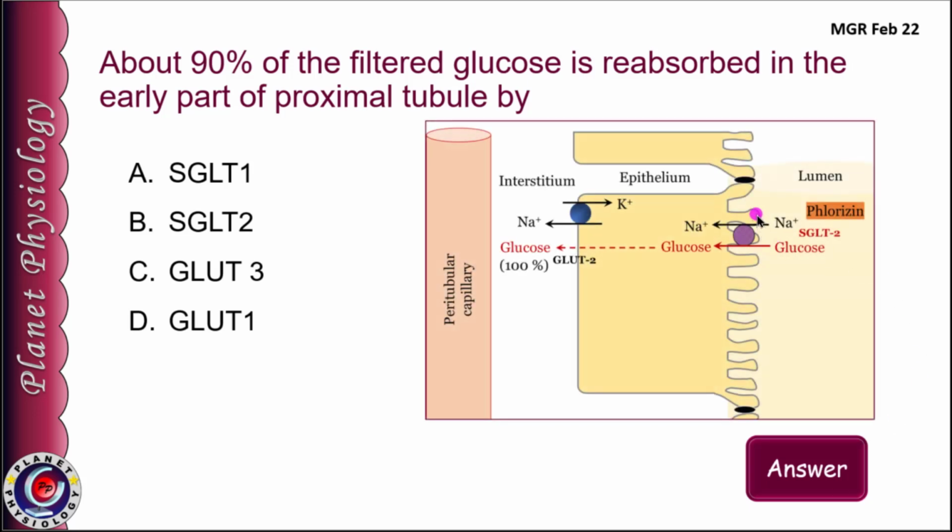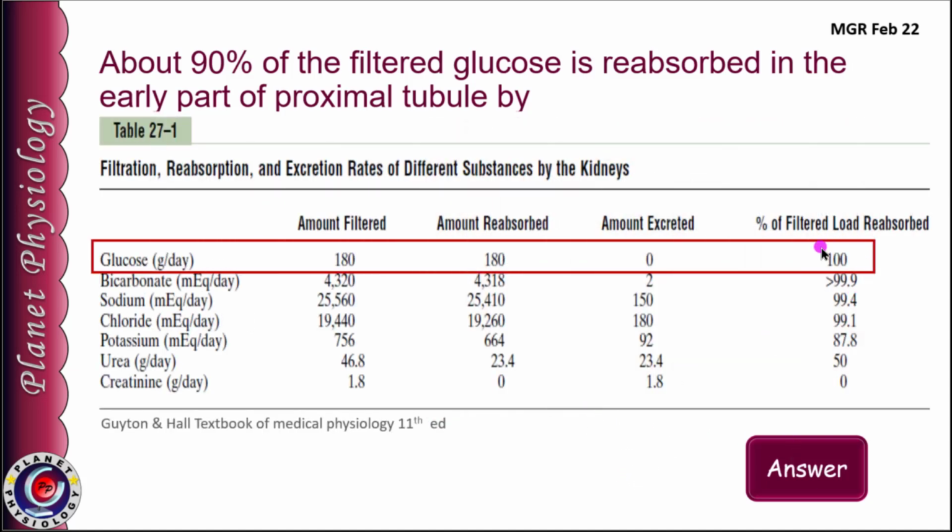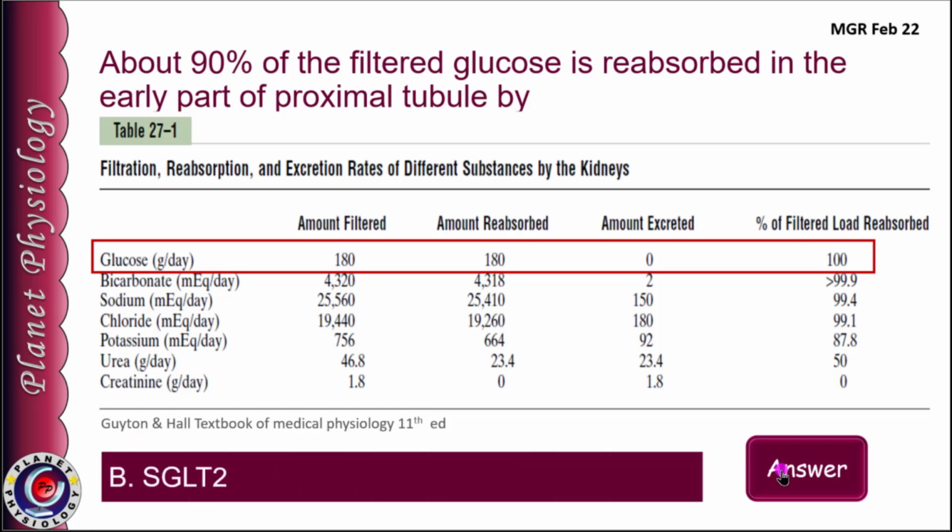Glucose absorption in renal tubules occurs via SGLT2 transporters at the luminal surface, that is, at the apical border. It is then transported into the ECF by GLUT2 transporters by facilitated diffusion, and normally almost 100% of the glucose is reabsorbed by the PCT, as you can see in this table. This table is from Guyton's textbook of physiology. So the correct answer over here is SGLT2.